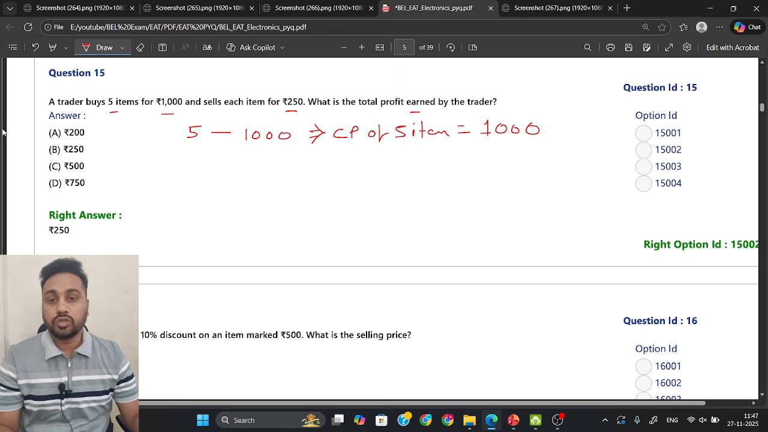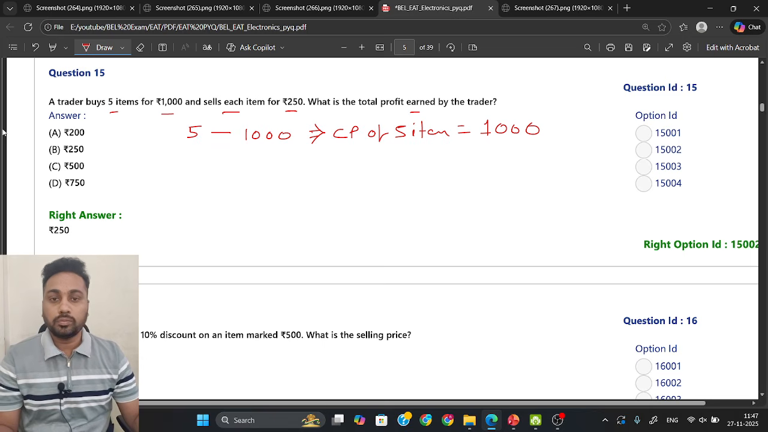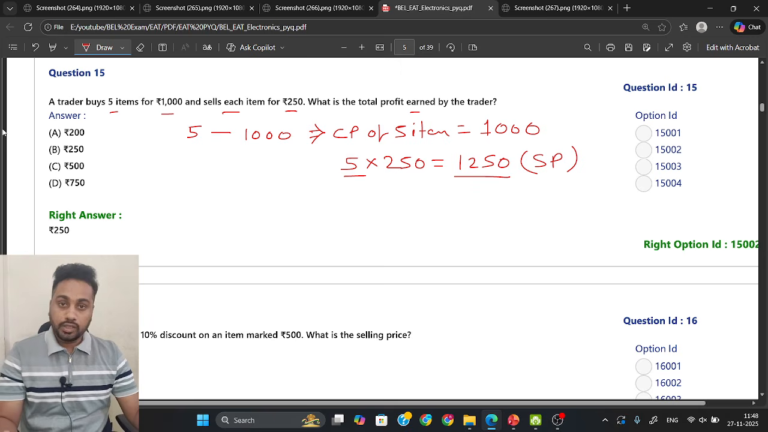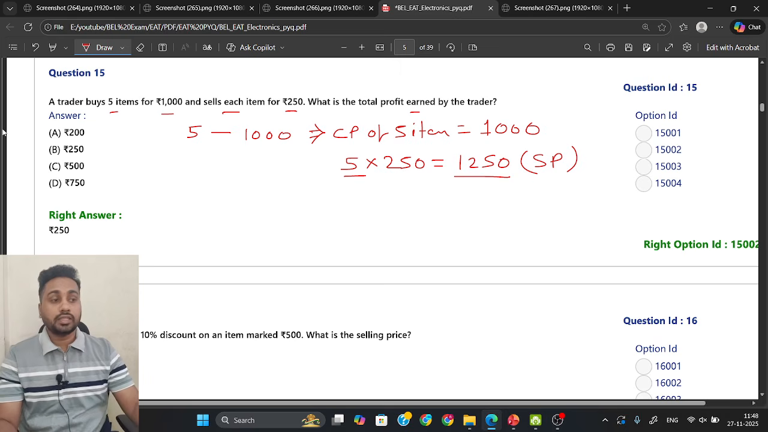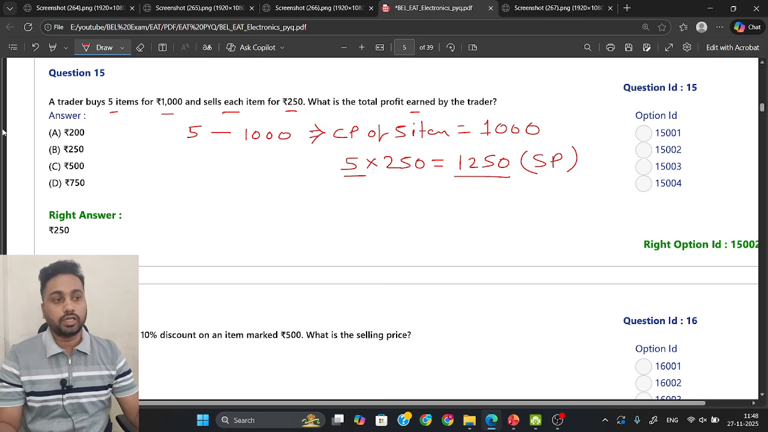In 1000 rupees he is going to buy 5 items and sell each item for 250 rupees. So 5 items, he is going to sell each with 250 rupees. So 250 into 5, it will come 1250. That is the selling price. If he sold at 250 rupees each, then he is going to get 1250 rupees.